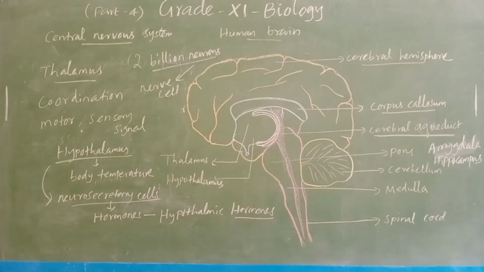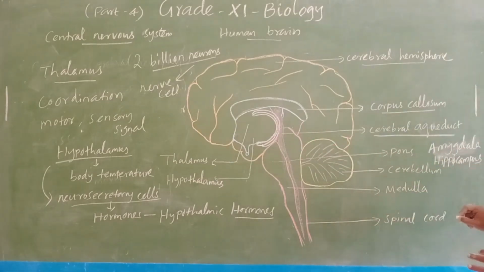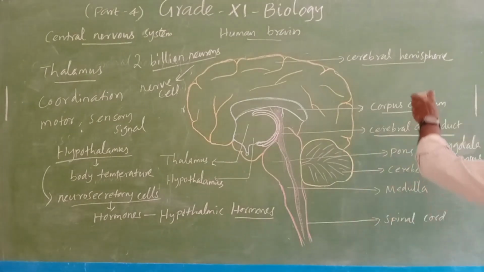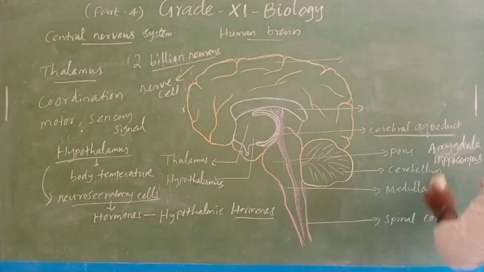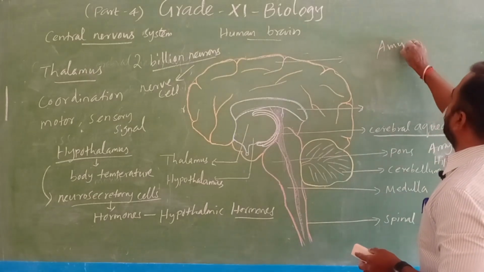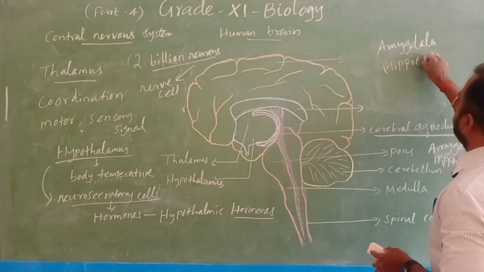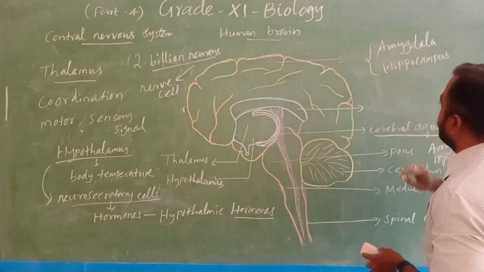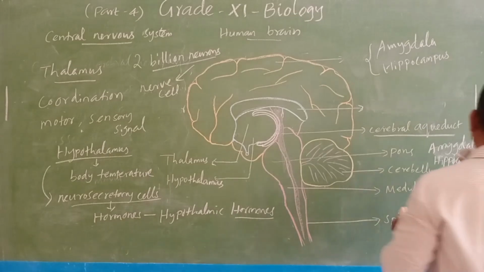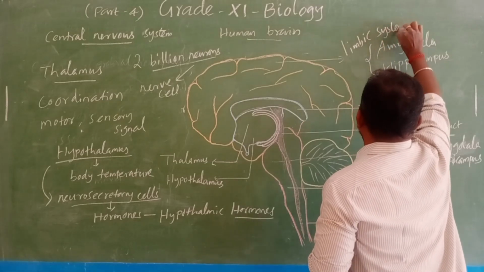The two areas, the amygdala and hippocampus, both of them are known as the limbic system. Amygdala, hippocampus. Okay, the two things are known as the limbic system.